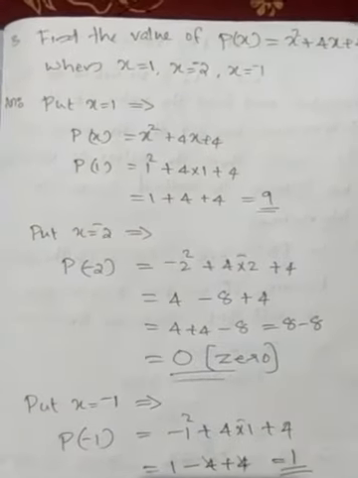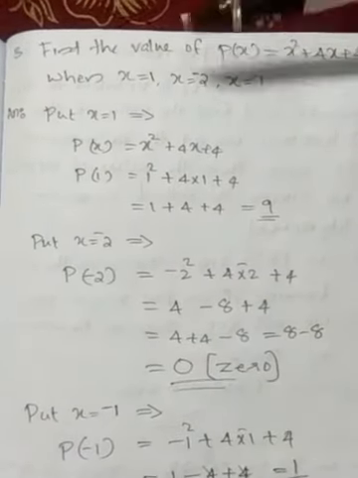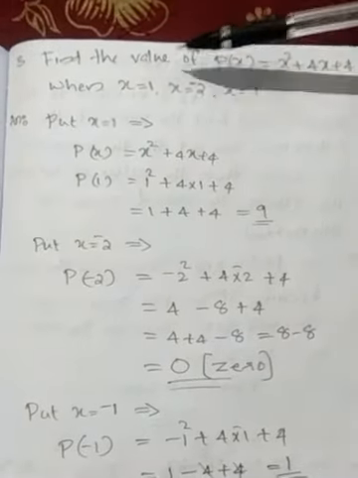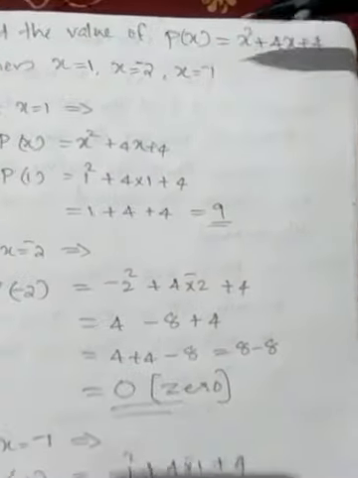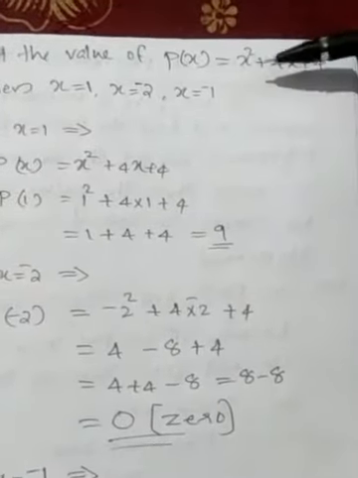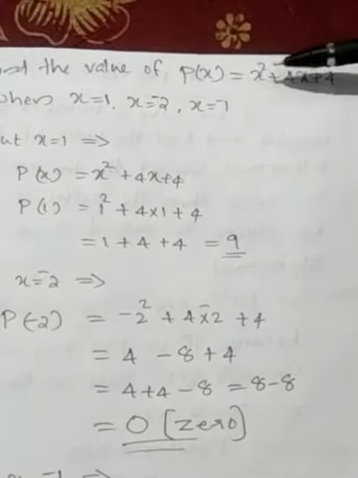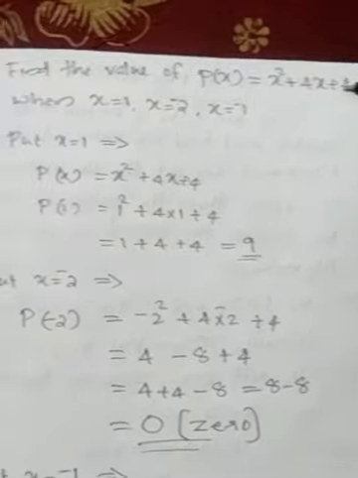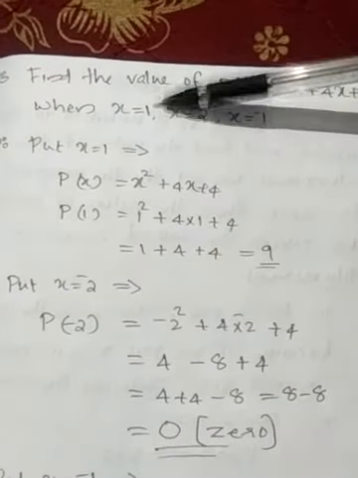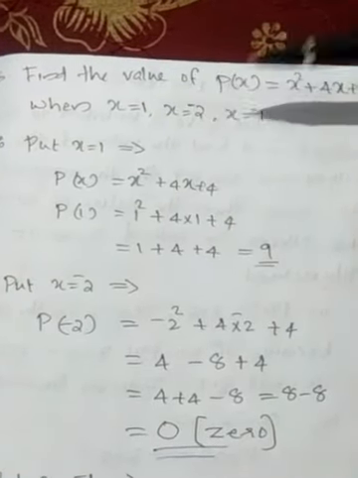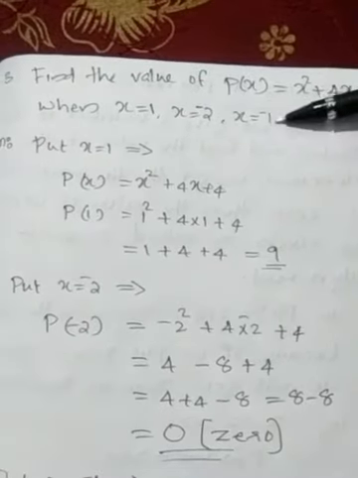Students, we are looking at one more question. Question number 3. Find the value of p of x equal to x square plus 4x plus 4, when x equal to 1, x equal to minus 2 and x equal to minus 1.